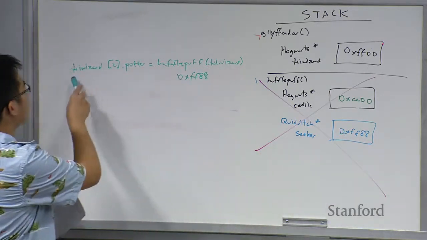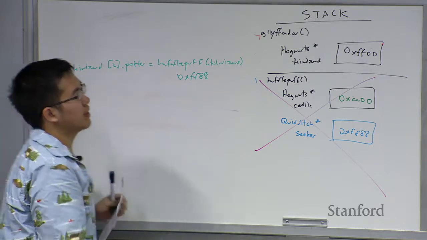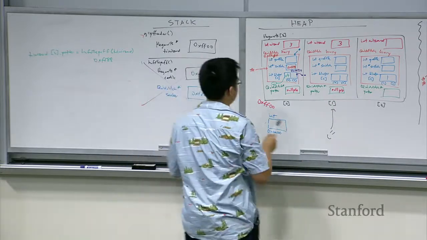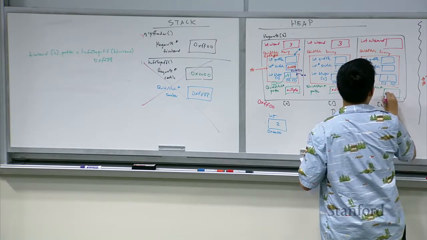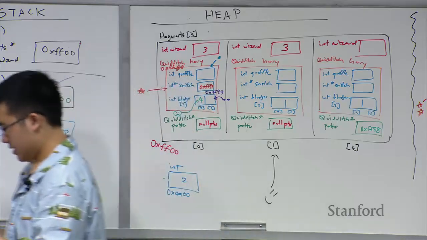And then we're going to set try wizard 2.potter equal to that. So try wizard 2, that gives us this struct over here. Potter gives us .potter. So that's this green thing over here, and we're going to set that to 0xFF88. Okay? All right, last step.